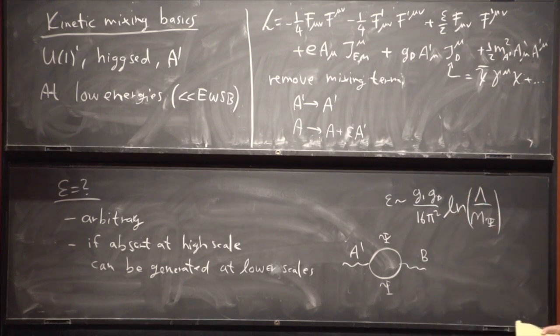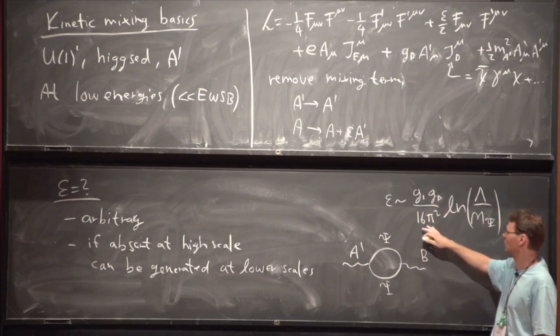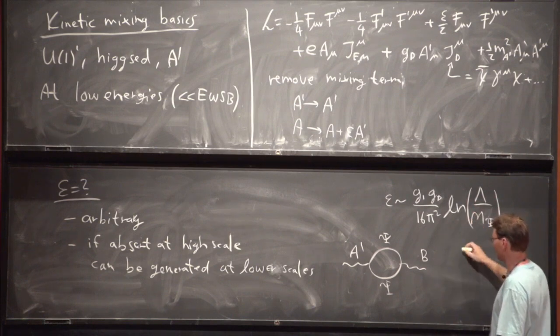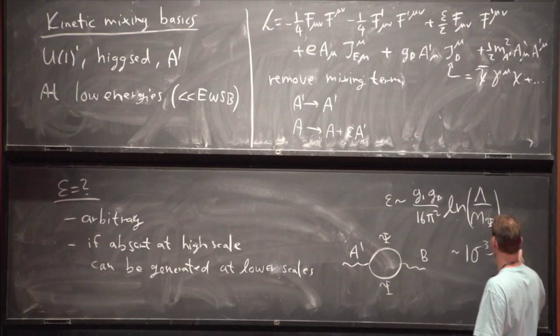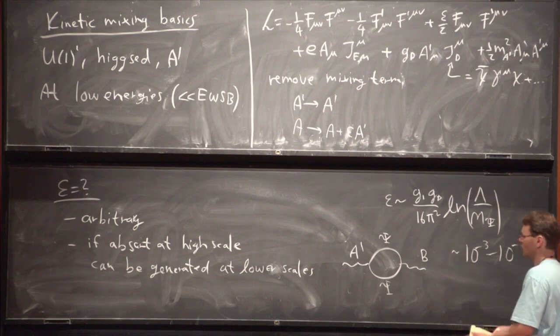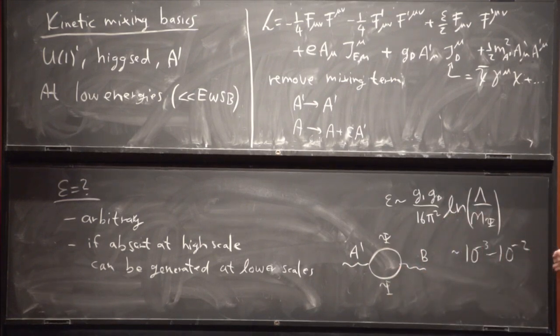And this G1 is 0.1-ish, 0.3-ish or so. G dark is whatever you want it to be, could be order 1, 0.1 or something like that. 16 pi squared is 1 over 100 roughly. The log we could take to be order 1 if these scales are similar, or much larger. But you can easily get 10 to the minus 3 to 10 to the minus 2 from this simple thing. You can do more complicated things where you embed the U1s into hypercharge, where some symmetries enforce that the simple one loop cancels, and then you can have a two-loop diagram and get smaller epsilons. But basically, epsilon is arbitrary. It certainly is not unreasonable to imagine that it's a loop factor down from 1, so 10 to the minus 2, 10 to the minus 3, or even a bit lower than that.